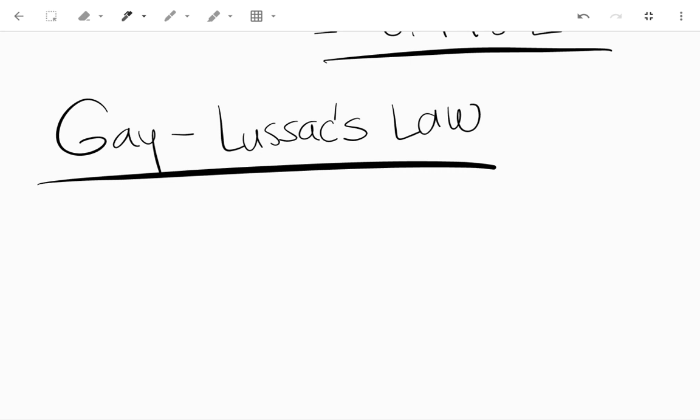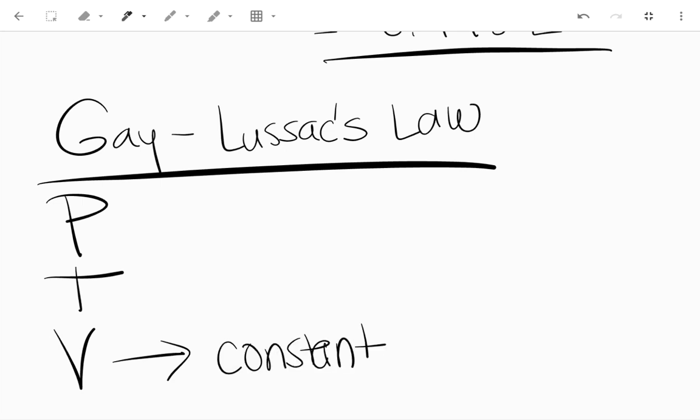So Gay-Lussac's law basically expresses the relationship between pressure and temperature. So again, we work with three different factors: pressure, temperature, and volume with any of the gas laws. And in this one, we're going to assume the volume is constant.